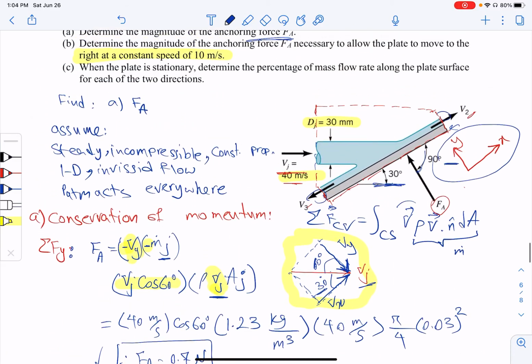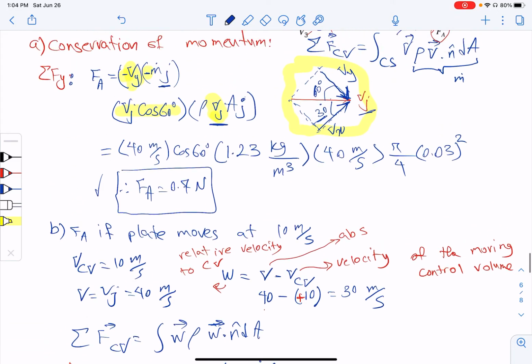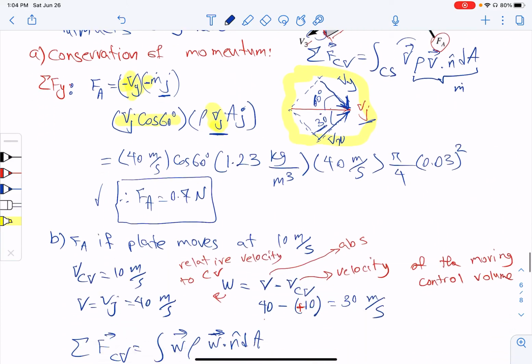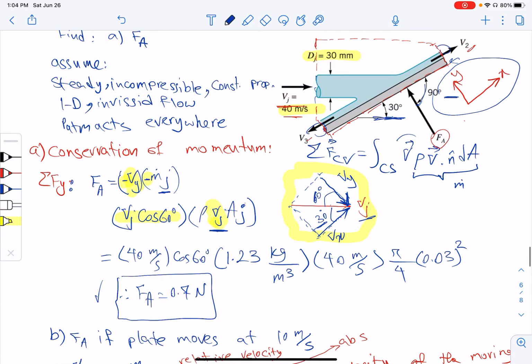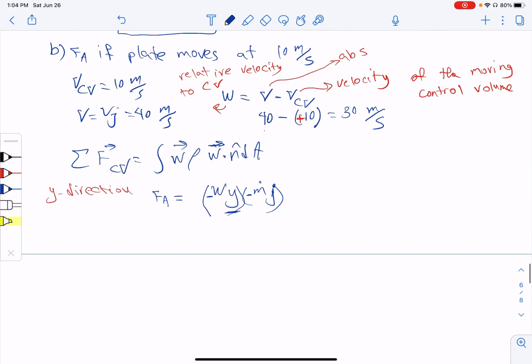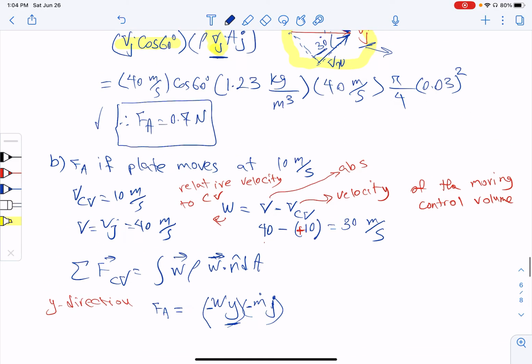So M dot J is going to be again negative because it's inflow, and WY is also going to be negative because of the direction of it, right? So let's just look at this one. Okay, same reason. Now, what is WY? So WY is like how we calculated for VY right here.